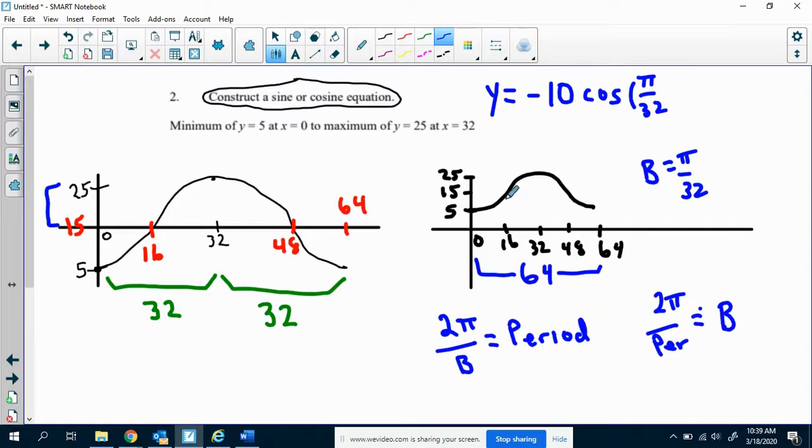Then there's no horizontal shift or phase shift because it's starting at x equals 0. So I can just put x, and then I add my vertical shift, which is 15. And then that's it.